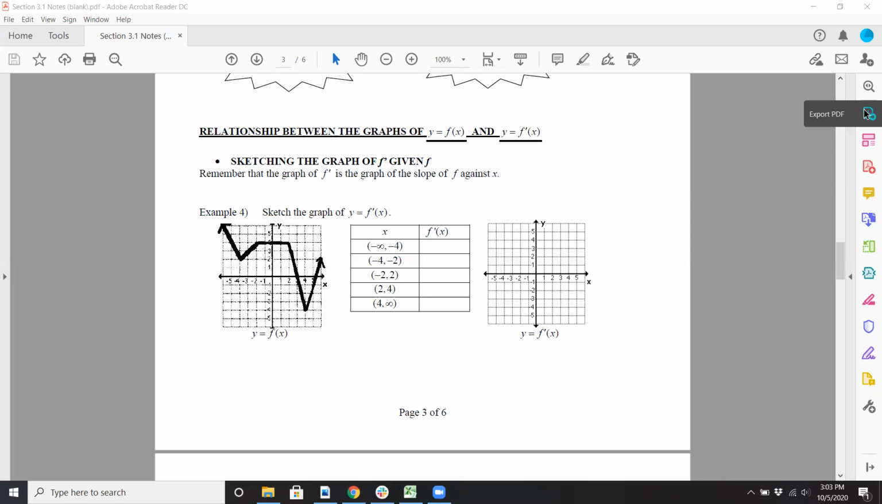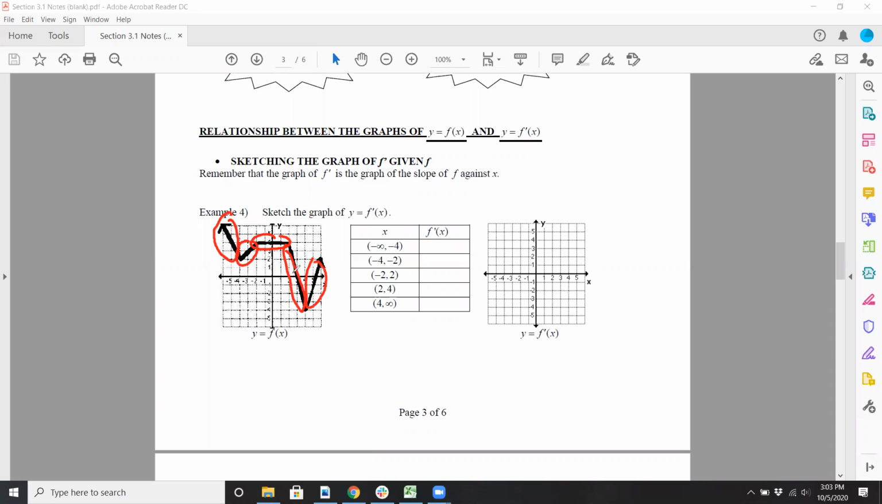So remember, the graph of f prime is always the graph of the slope of f against x. So what does that mean? Let's look at the graph of f to the left. We notice that we have a piecewise function, and each portion is linear in nature, right?